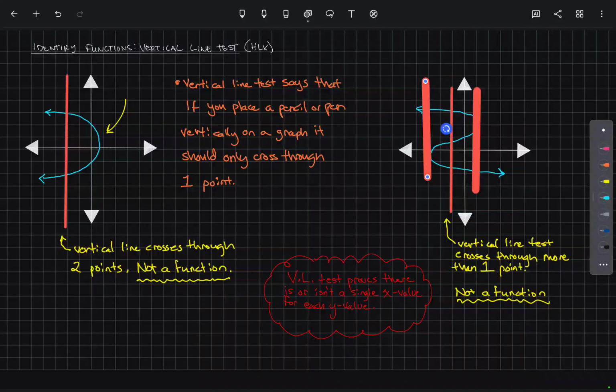This is why you test the vertical line test through the whole function. So put vertical lines, just move your pencil or pen across the entire thing. Is it crossing through more than 1 point at any point while you're moving your vertical line? If the answer is yes, it is not a function.